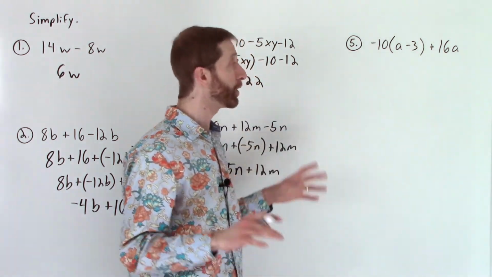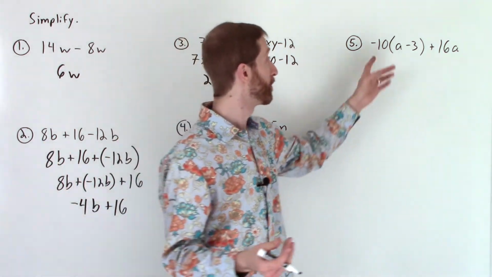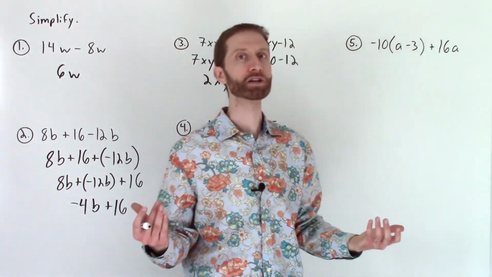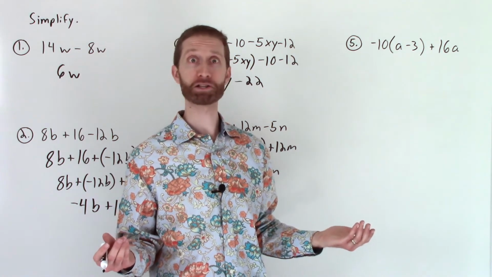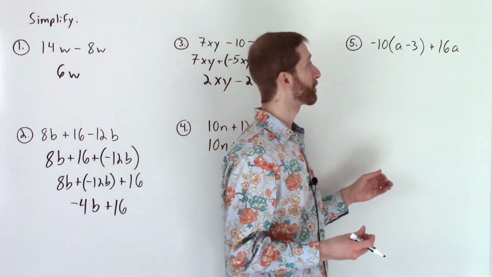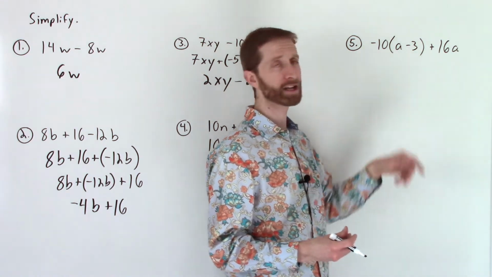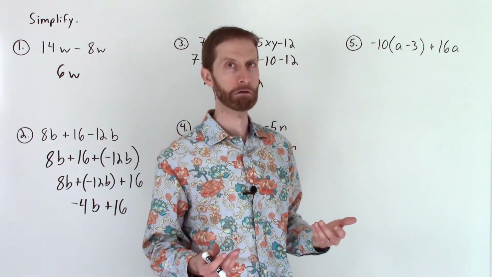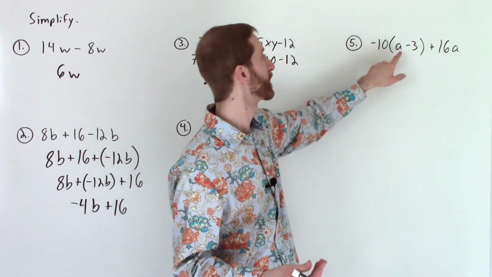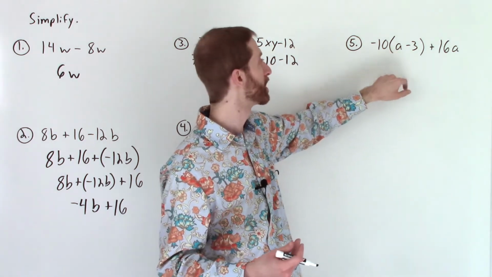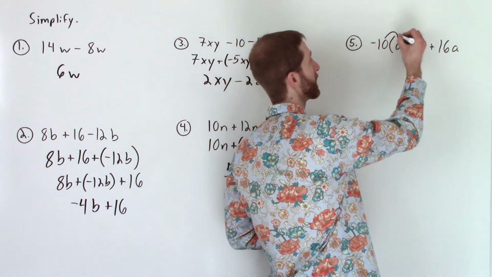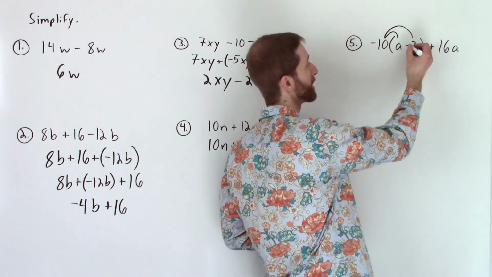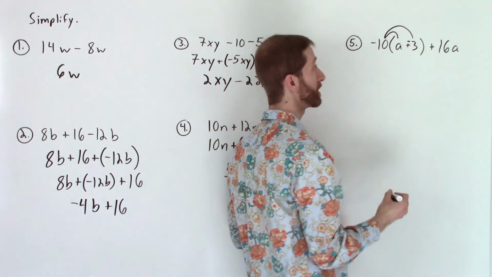Last but not least, oh no, distributive property with like terms. How do we do it? Well, do the order of operations first. That's not so bad. We would normally do inside the parentheses, but we can't combine that, because a and 3 aren't like terms. So the next thing we could do is multiply with the distributive property. Negative 10 times, and I look at that as plus a negative 3.